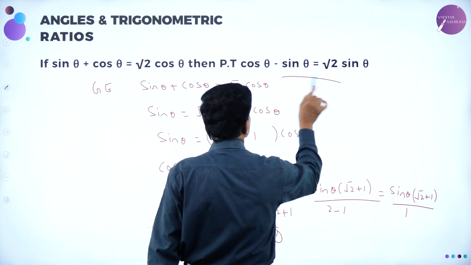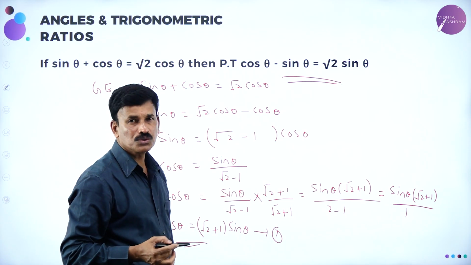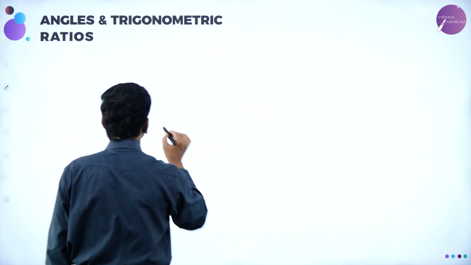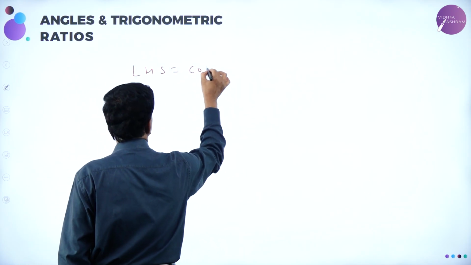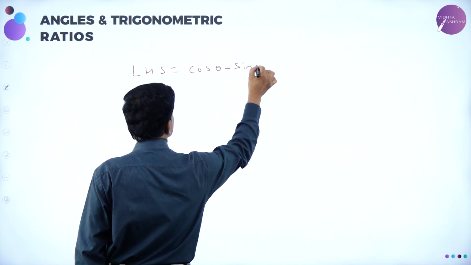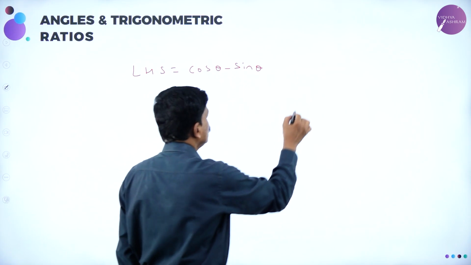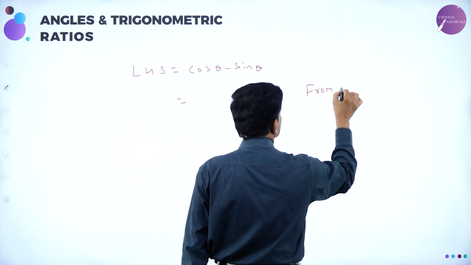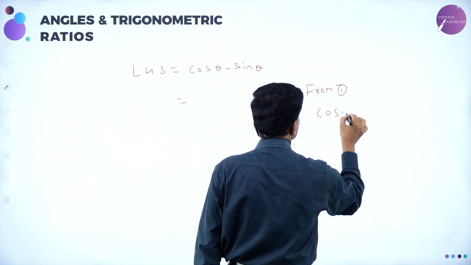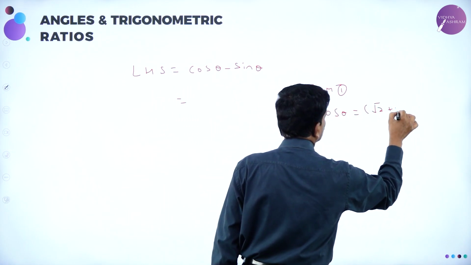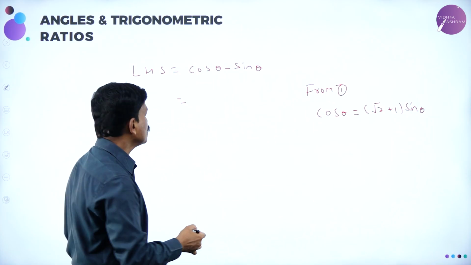Now what is to prove? To prove that cos theta minus sin theta is equal to root 2 sin theta. Now let us take LHS. What is LHS? Cos theta minus sin theta is the LHS. Now from equation number 1, what we have? Cos theta is equal to root 2 plus 1 into sin theta.